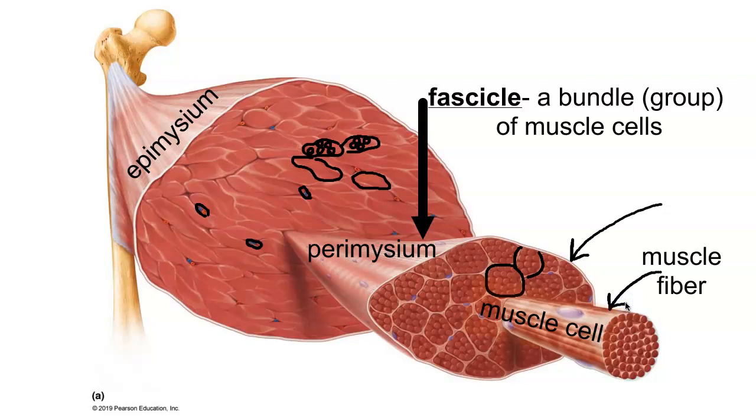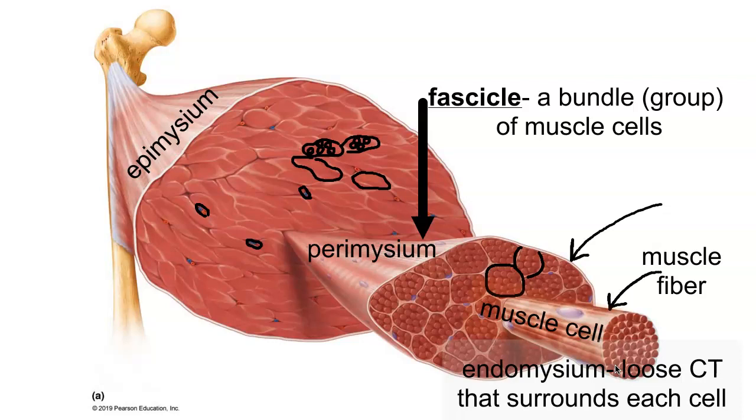And you can see that the muscle cell looks very different from any other cell that we've looked at. But what you can't see is that each individual muscle cell is surrounded by a loose layer of connective tissue called the endomysium. So in summary, there are three layers of connective tissue present. The epimysium covers the entire muscle, the perimysium bundles cells into groups called fascicles, and the endomysium surrounds each individual cell.